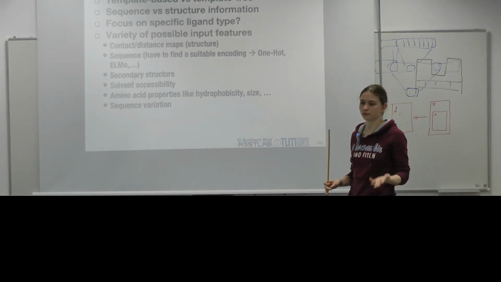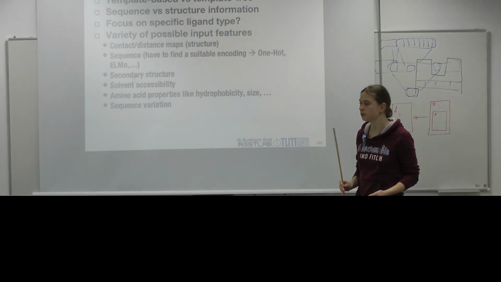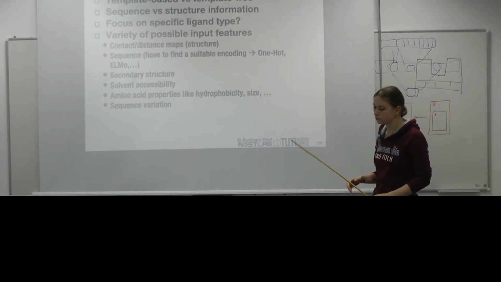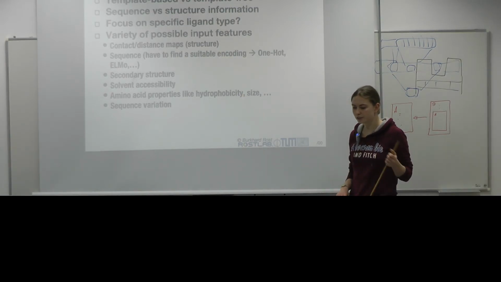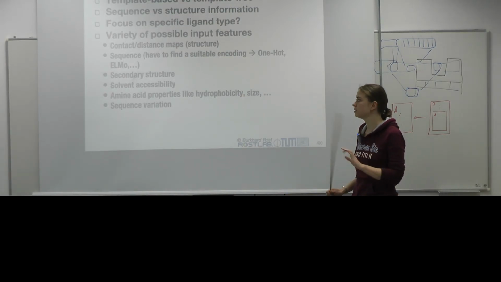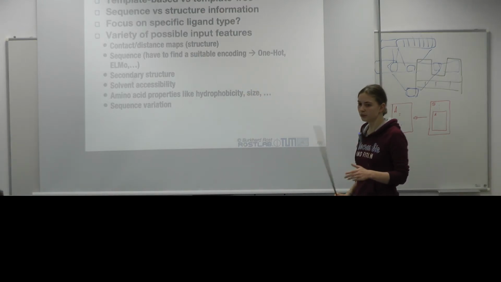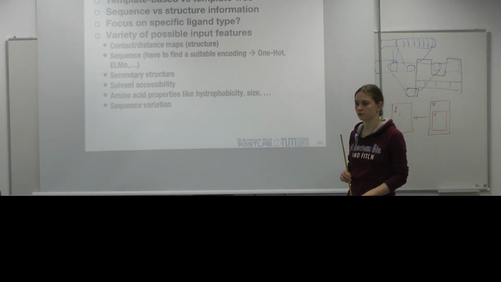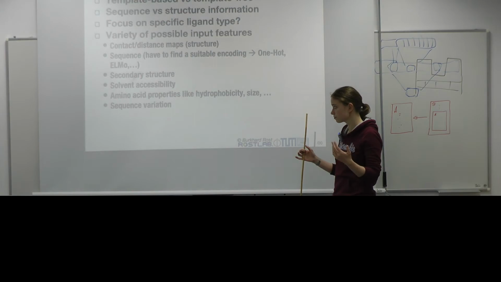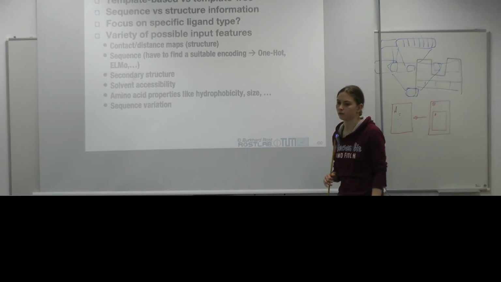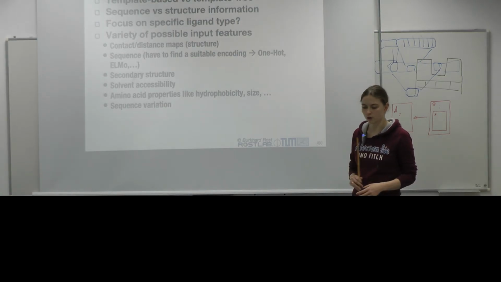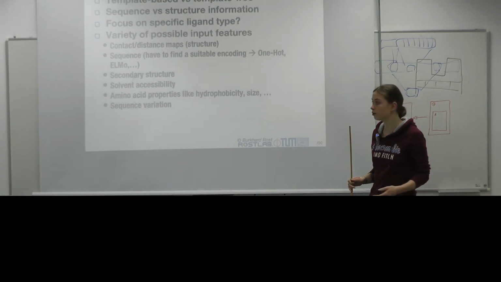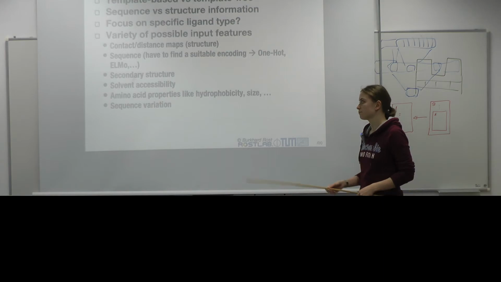There, of course, you need to find a suitable encoding, so you can just use one hot or something more sophisticated like Elmo. With a sequence encoding, you always, for binding residue prediction, at least have the problem that these input features often get really big. So Elmo, for example, is 1024 values, so you have a 1024 length input feature vector, which is usually pretty long if you have 1000 proteins to train on. So that's something to keep in mind.